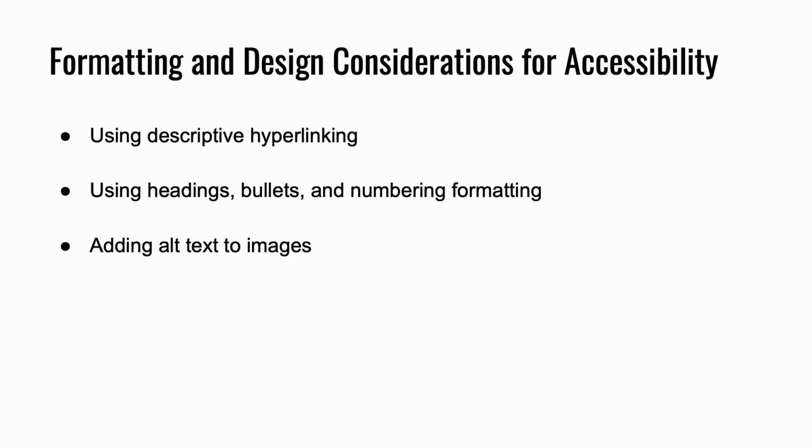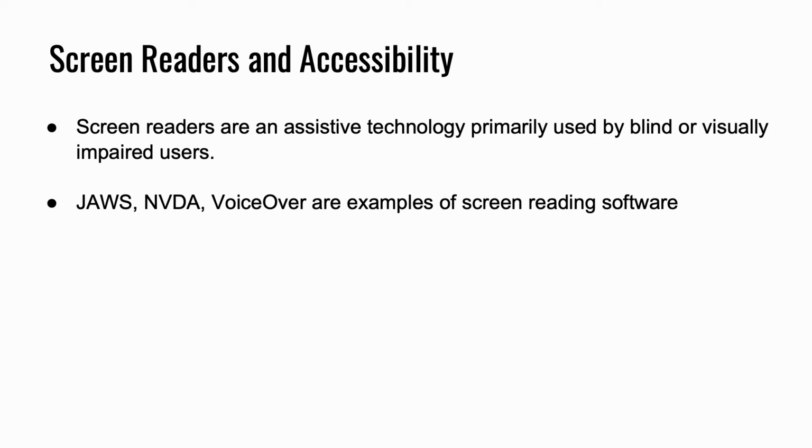Different aspects of formatting and design that we will cover in this tutorial include descriptive hyperlinking, document formatting such as heading styles, using bullets and numbering for lists, and adding alt text to images in your materials. Implementing these standards means that your work will be compatible with assistive technologies, including screen reader software.